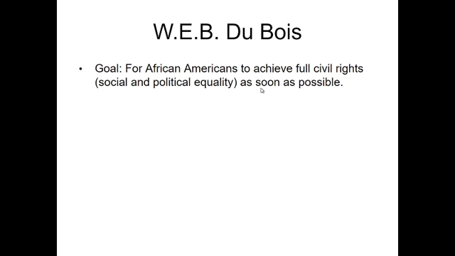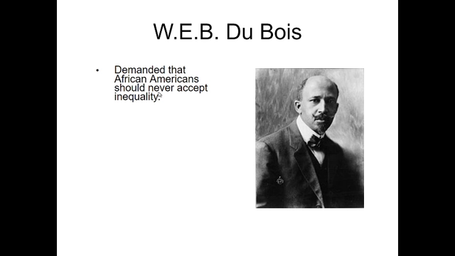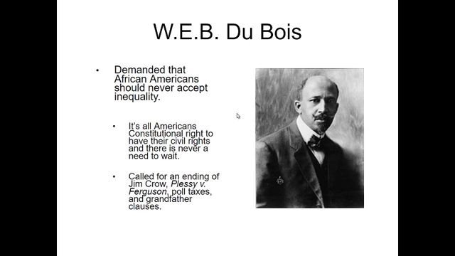We are equal citizens already, so we deserve and need to achieve those civil rights now, and we need to not take an approach that is going to be wishy-washy. Here's a picture of him. That approach means we'll temporarily accept inequality, and eventually the white people will come around. He didn't like that approach, and said there was never a need to wait, right? Because we are Americans and we have rights, and we need to fight for those.